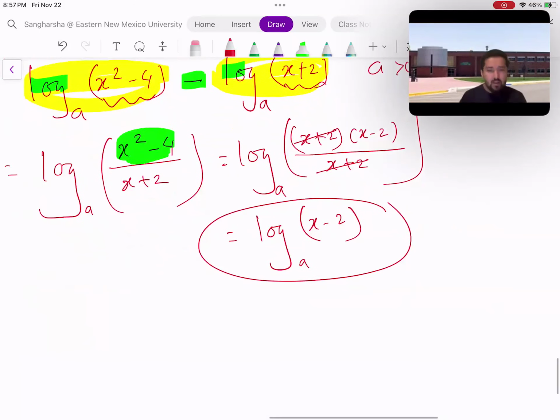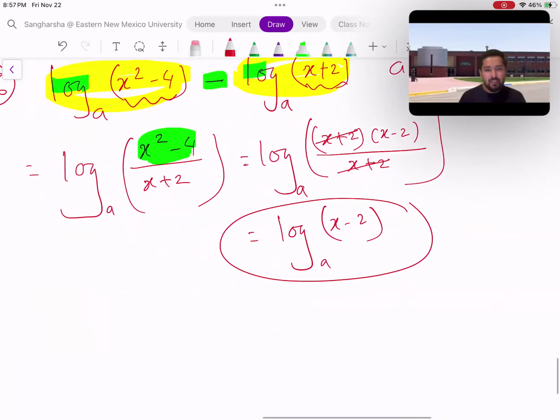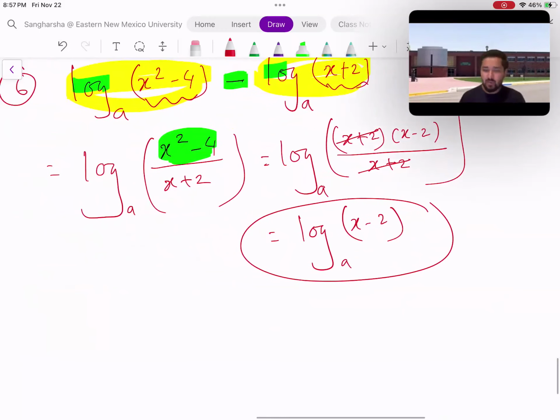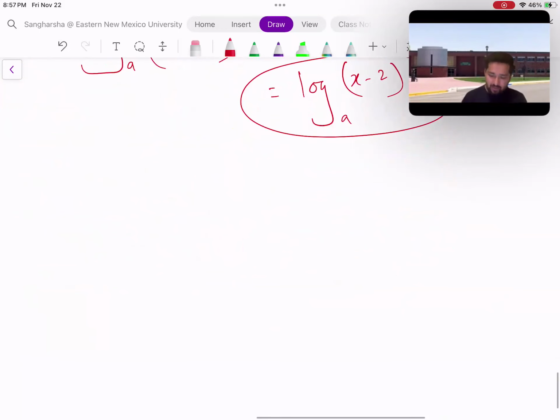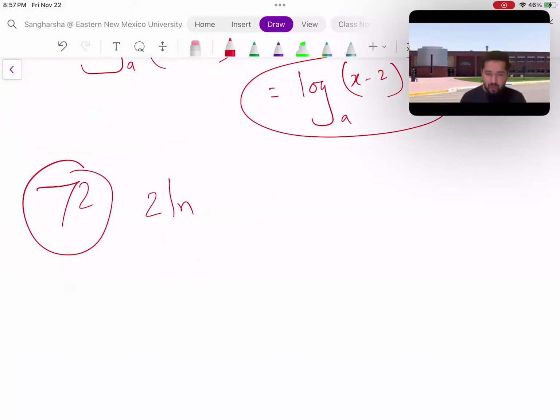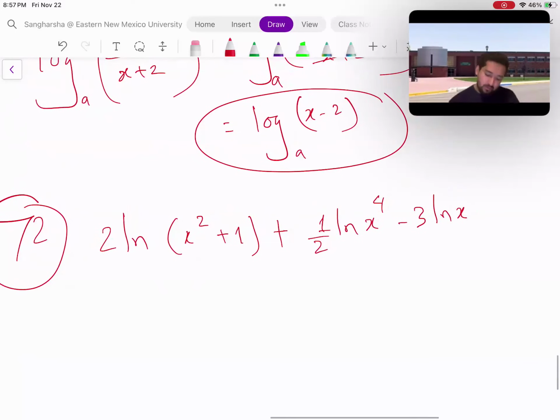Okay, now out of 70 and 72, let me do 72, okay? And I want you to practice number 70. So in 72, we have 2 times ln(x squared plus 1) plus 1/2 ln x to the power 4 minus 3 ln x. Now, here we have a sum of logs and a difference of logs.